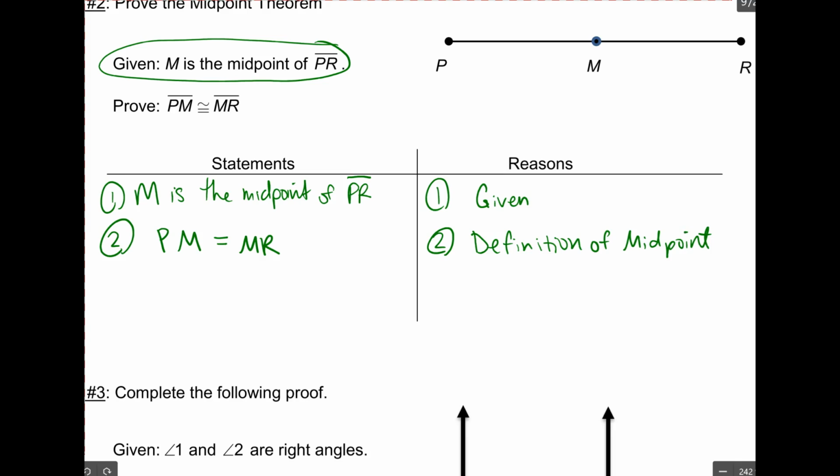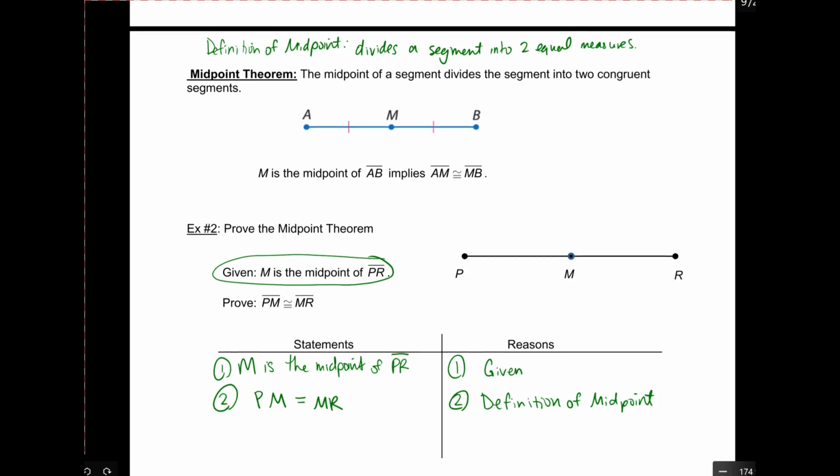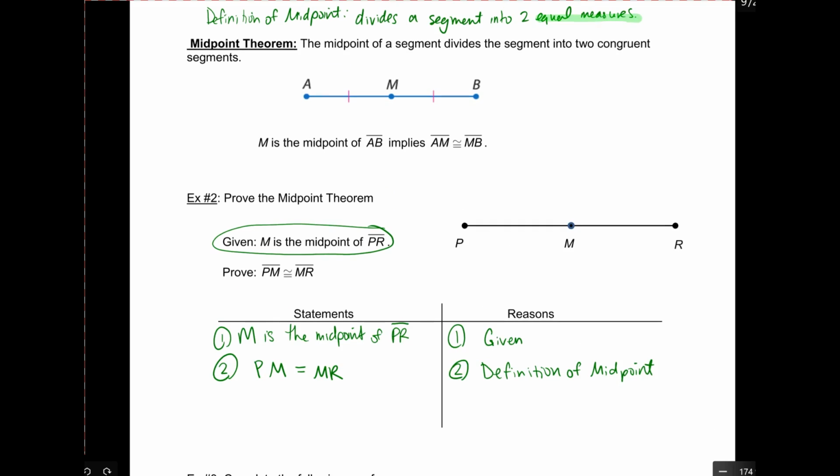So that was the first thing I listed for you. I gave you the definition of midpoint: a midpoint divides a segment into 2 equal measures. And remember, if I don't have the line over it, PM literally means the measure from point P to point M. MR means the measure from point M to point R. So if I don't have the line above it, it's the measure between those 2 points. And the definition of midpoint is it divides a segment into 2 equal measures. So if P to M is the same measure as M to R, because that's the definition of midpoint, guess what?